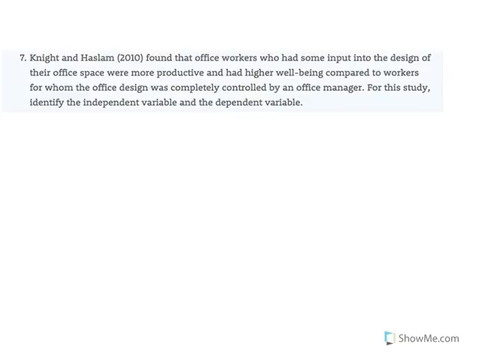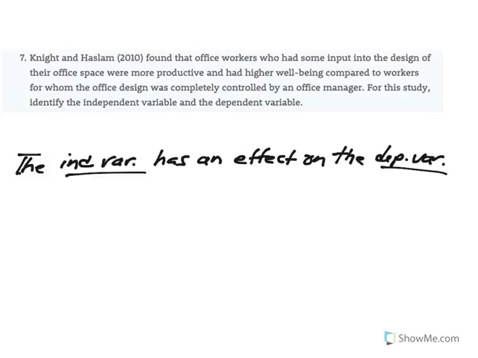This is the solution for number 7 of chapter 1. Researchers Knight and Haslam found that office workers who had some input into the design of their office space were more productive and had higher well-being compared to workers for whom the office design was completely controlled by an office manager. For this study, identify the independent and dependent variables.